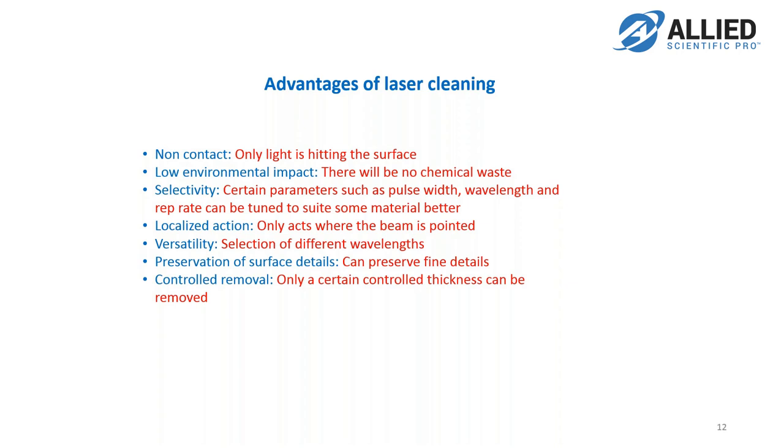Localized action. Once you use, for example, the chemical method, the cleaning could affect other areas. But in case of laser, you only clean the areas where the light is touching that particular area. Preservation of surface details. You can adjust the beam shape so you don't have to damage other things. And controlled removal. Only a certain controlled thickness can be removed, depending on pulse energy, rep rate, pulse width.